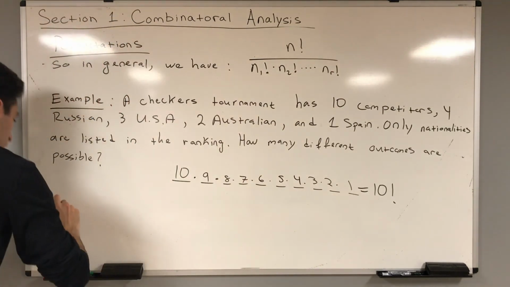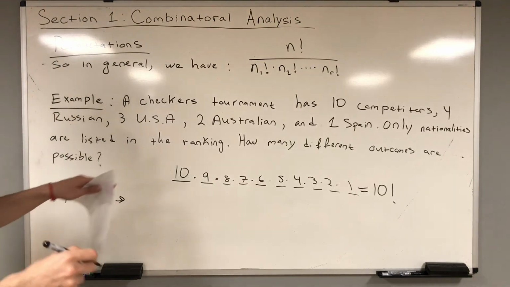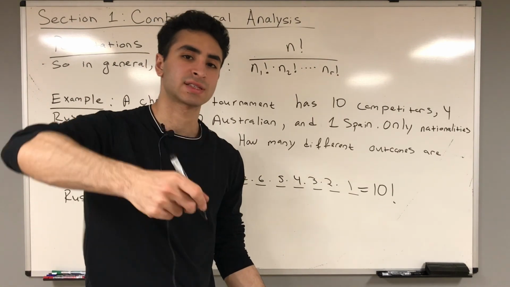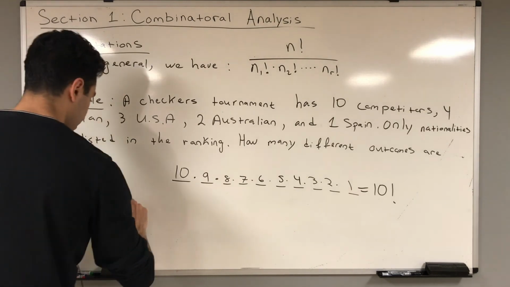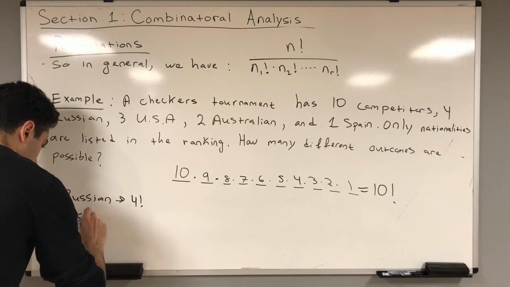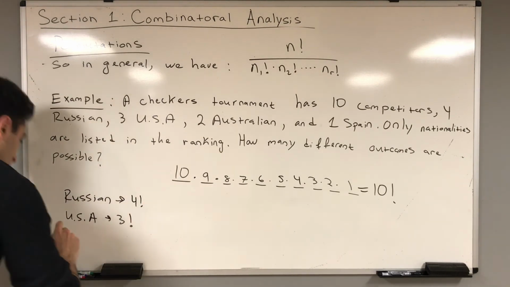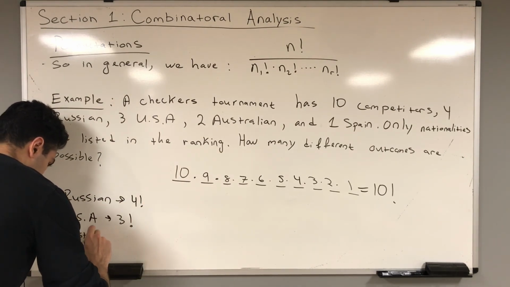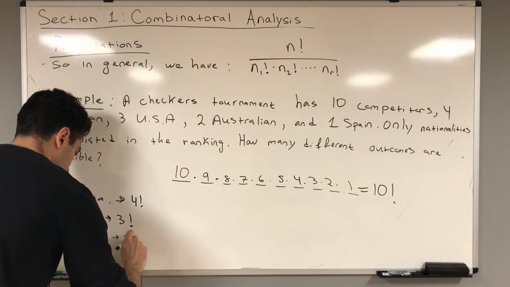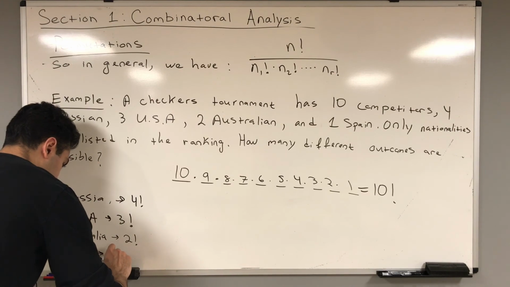So with the Russians, how many different ways can we rearrange the Russians? There are 4 Russians. Well, in the first slot, you could choose 4. In the second slot, you could choose 3, 2, then 1. That's just 4 factorial. And then from the USA, you should have 3 factorial because you have 3 different people from the USA. From Australia, you should have 2 factorial. And then the one guy from Spain, well, you could only rearrange him 1 factorial ways.